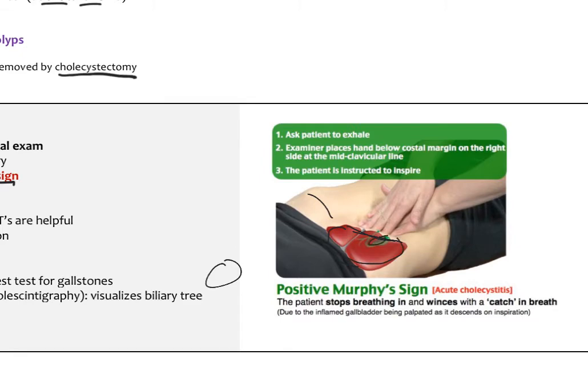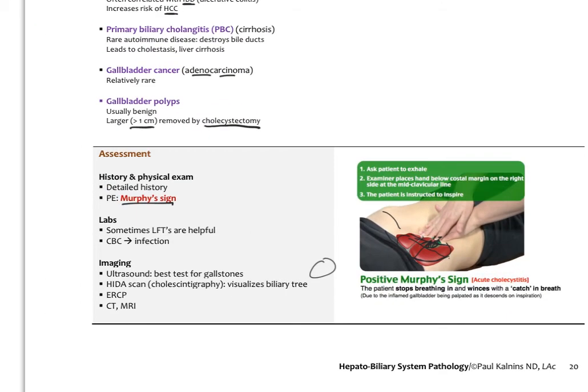So you're asking the patient to exhale, then you place your hands, palpate, press down below the costal margin on the right side, the midclavicular line, and then you ask the patient to take a breath in. As they breathe in, the diaphragm, which is above the liver, contracts and pushes the liver down towards your hand, and if the gallbladder is inflamed, it's going to push it towards your hand, and a patient will stop breathing, they'll wince, and that's pretty indicative of gallbladder inflammation.